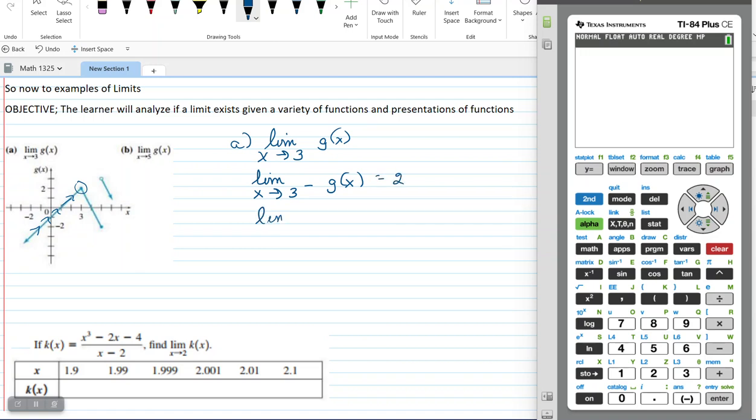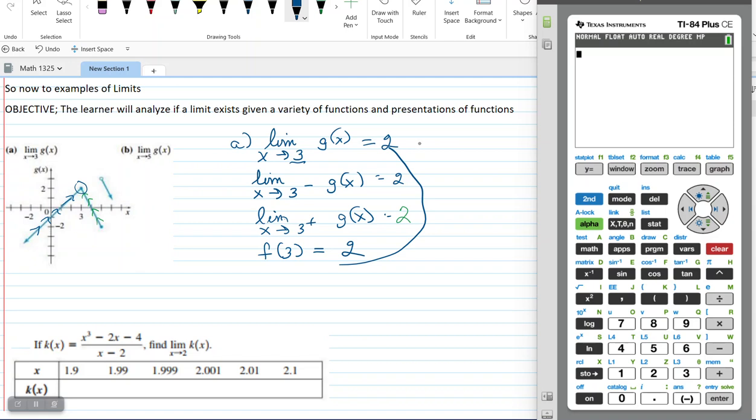Then we're going to do the limit as x approaches 3 from the right for that g of x. All right, so we're going to use a different color here. We're going to use a green. And from the right, it also approaches 2. Then we test it again and say, does g of 3 equal something? And it equals 2, because it is a solid dot. So all of these match. So the limit as x approaches 3 is 2.